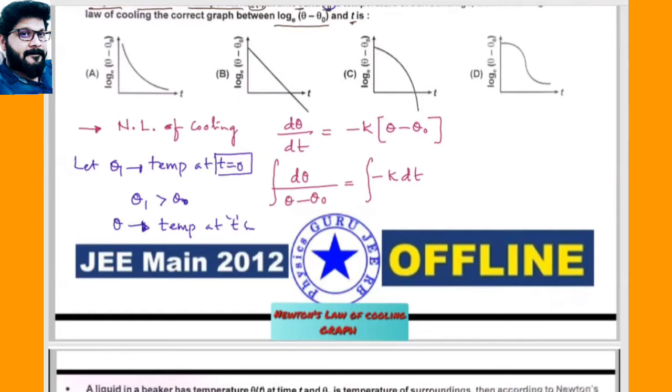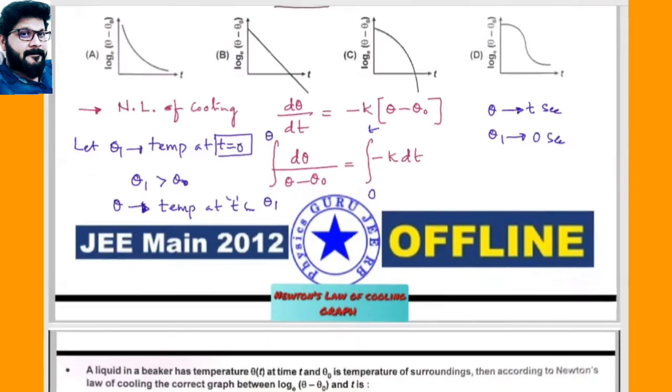Fine. Now we can integrate from theta 1, because t is equal to 0 here, to theta at t. So theta 1 to theta. Hope this is clear. Theta is the temperature at t seconds, and theta 1 is the temperature at 0 seconds. So t from 0 to t and theta from theta 1 to theta. Hope this is clear till this point. Then our job is easy, because only the mathematical part remains from here onwards.